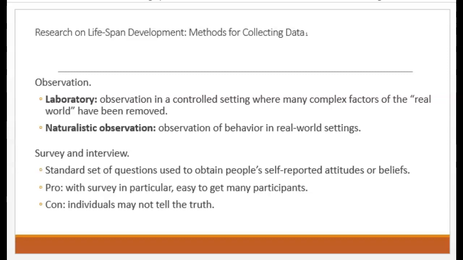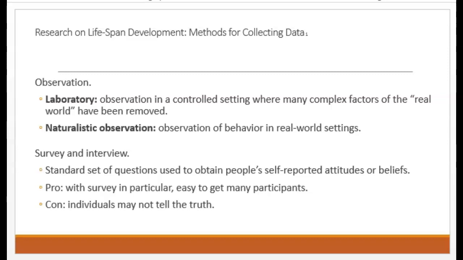On the one hand, a laboratory setting allows the researcher to control for potential complicating factors that could influence behavior. On the other hand, simply knowing that we're being observed can often cause people to change their behavior.